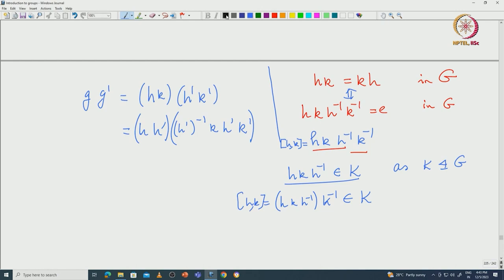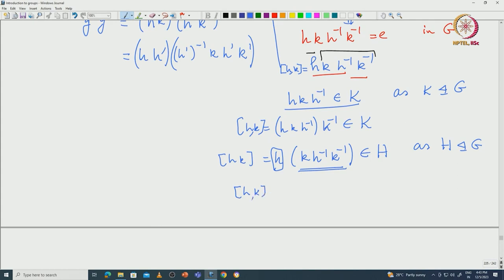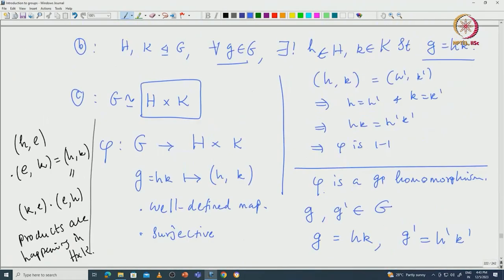But again, one can read it the other way. You can group these three together and this is separate. Then it tells you that the commutator is the product h times k h^{-1} k^{-1}, which is an element of capital H, as H is normal in G. Because this is a conjugate of some element of capital H, that should be in capital H, and this is already an element of capital H, so the product must be in capital H. So this means this commutator [h, k] is inside the intersection of these two groups, which is given to be identity by the hypothesis.